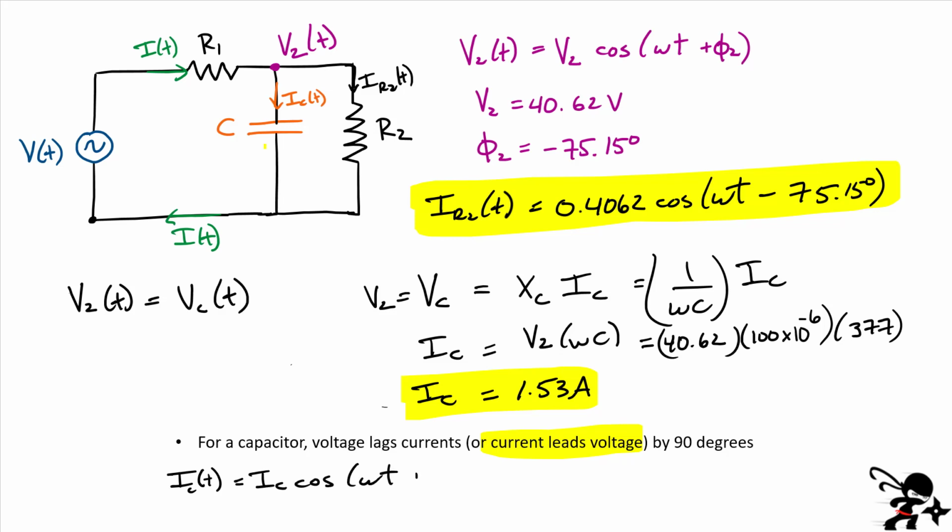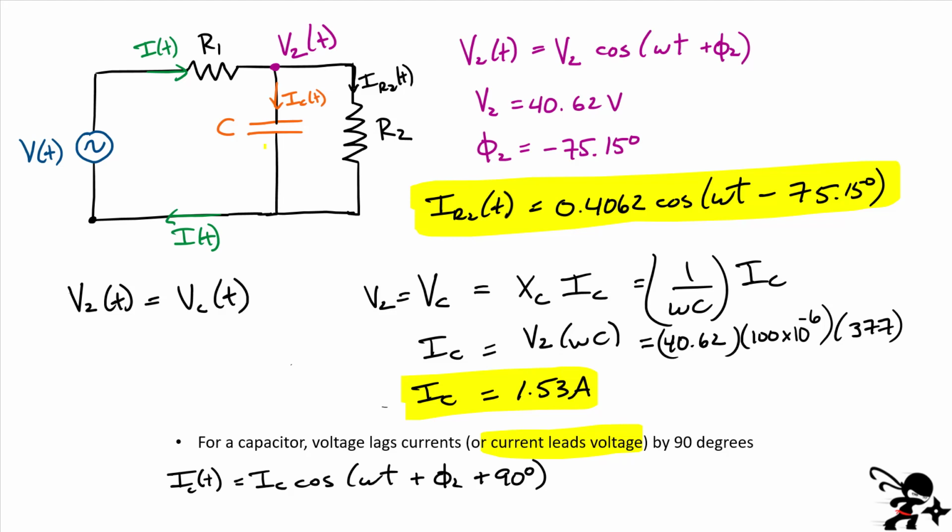Okay, I'm going to just write phi 2, and at the end I'm going to introduce another angle because the current has to lead the voltage by 90 degrees. How do you make something lead? You add 90 degrees to it. Okay, if I add 90 degrees to it, it's going to lead the voltage by 90 degrees.